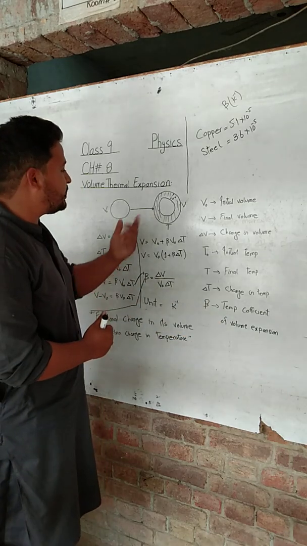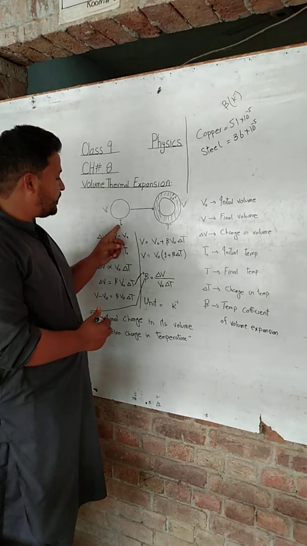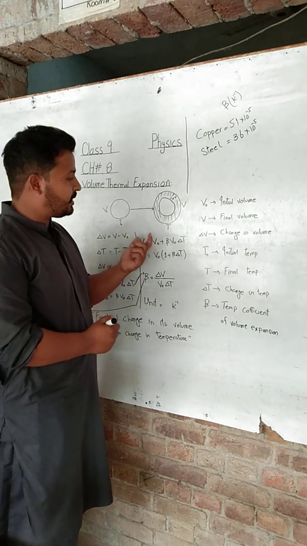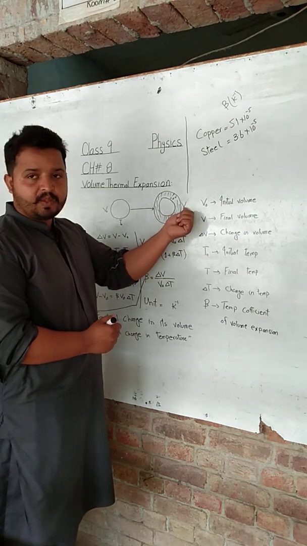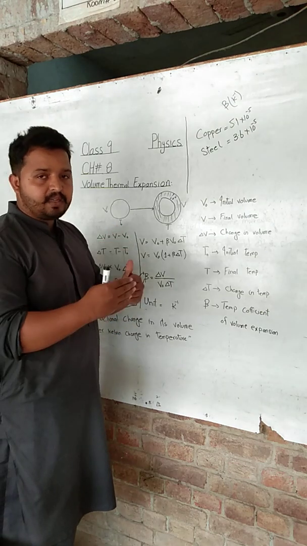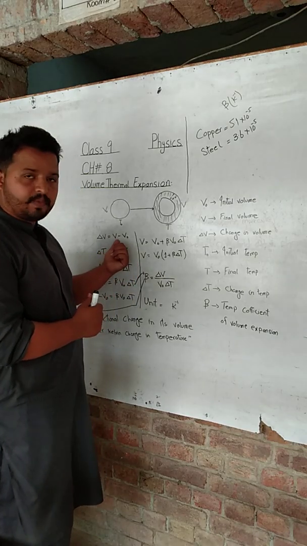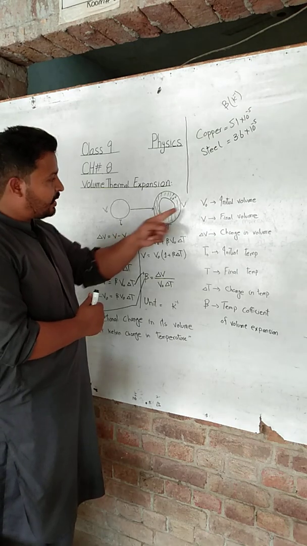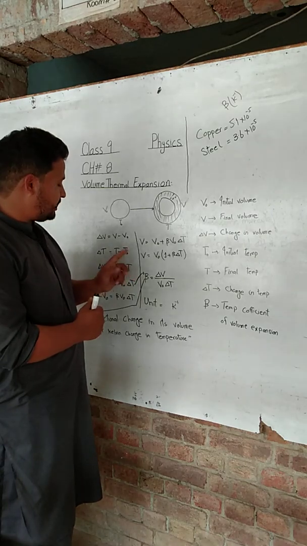expansion. Students, in this diagram we have a solid. Its volume is V naught at temperature T naught, but with the increase in temperature, its temperature becomes T and volume becomes V. Change in any quantity is the final amount minus the initial amount. So the change in volume, delta V, is equal to final volume minus initial volume. Same for temperature, change in temperature is final temperature minus initial temperature.